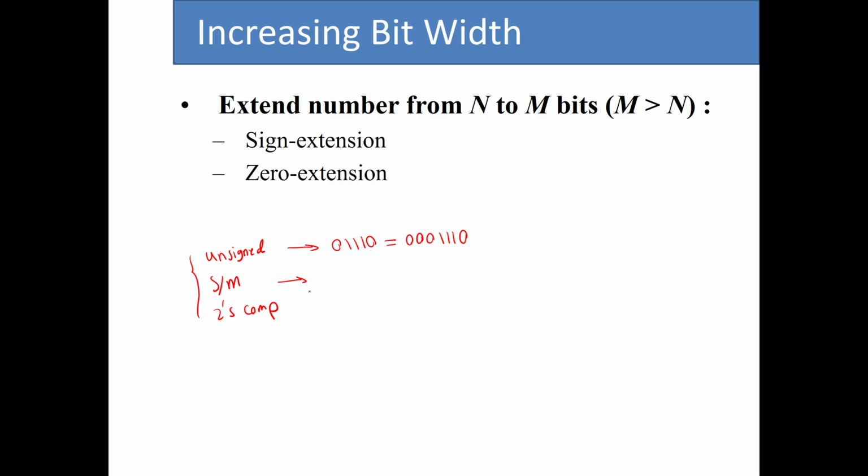For sign magnitude and 2's complement, this is not as straightforward. Why? Because the most significant bit for sign magnitude and 2's complement numbers represents the sign. So how can we increase the width or the size of a number from n to m? It depends on the type of number that you have. Based on that, we can do either sign extension or 0 extension. This is an example of 0 extension. Why? Because we added as many zeros as we wanted to the left of the number.